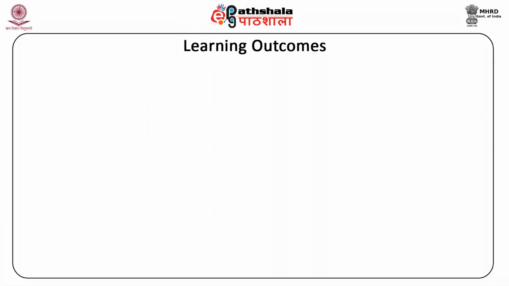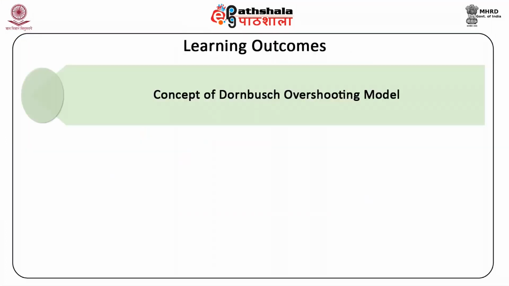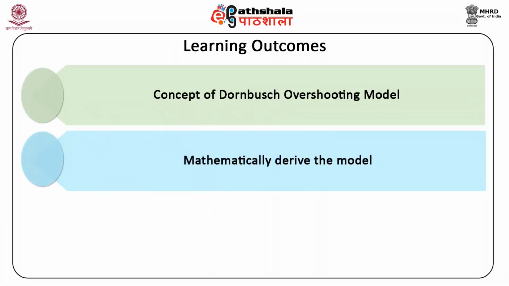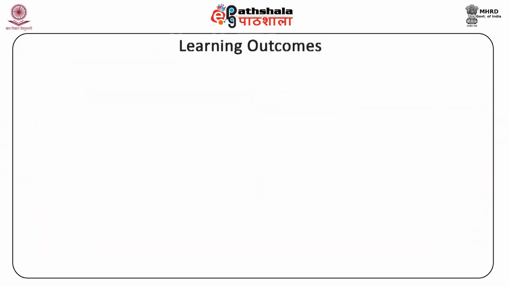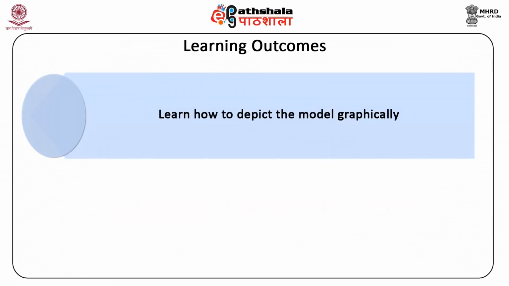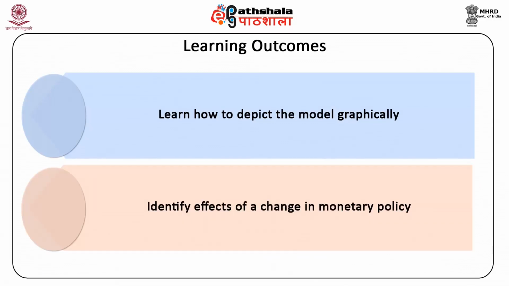In this module, we study the basic assumptions of this model, the mathematical derivation of this model, and how to represent the changes in monetary policy on exchange rates graphically. After studying this module, you shall be able to know the concept of the Dornbusch overshooting model, mathematically derive the model, understand its implications for a small open economy in the short run, learn how to depict the model graphically, and identify the effects of a change in monetary policy on the exchange rates.